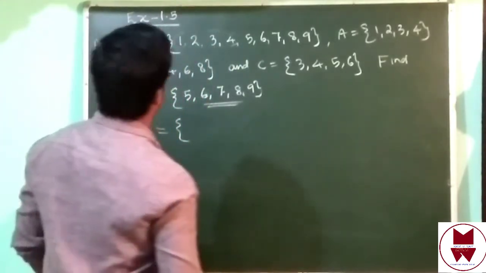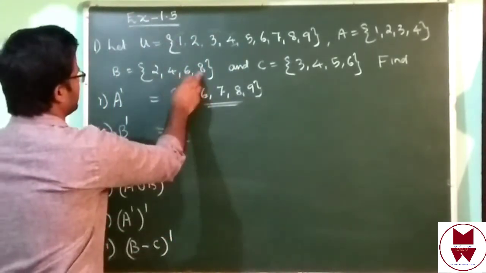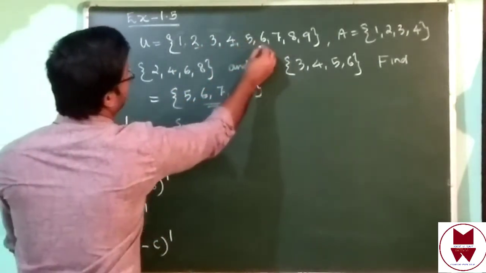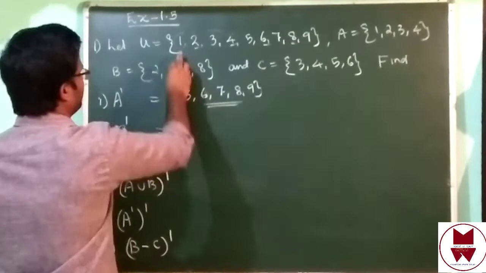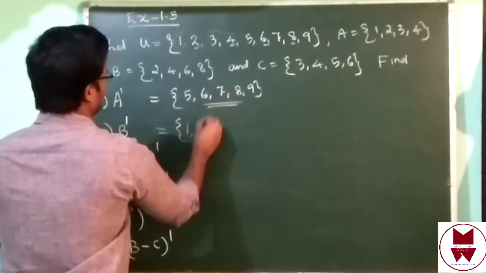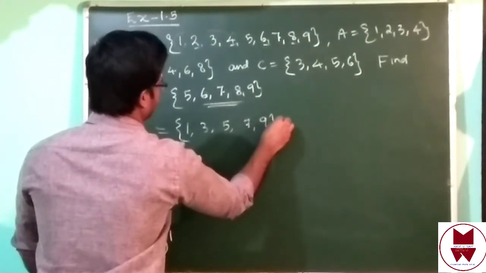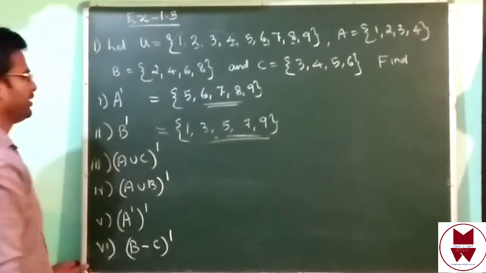B complement. In set B, we have 2, 4, 6, 8. From the universal set, delete 2, 4, 6, 8. Then which numbers are remaining? 1, 3, 5, 7, 9. This is our B complement.